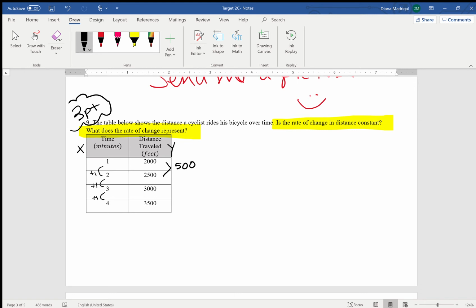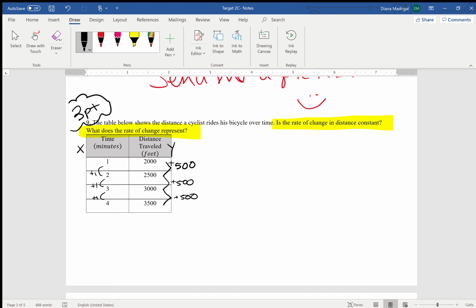How do I figure that out? I'm just subtracting. 2500 minus the 2000 is 500. That means that to the 2000 I'm adding 500. 2500 plus 500 is also 3000. So 3000 minus 2500 gives me 500. That's how I figured it out. And again, as you can see, it's actually adding 500 again. 3000 plus 500 gives me 3500.